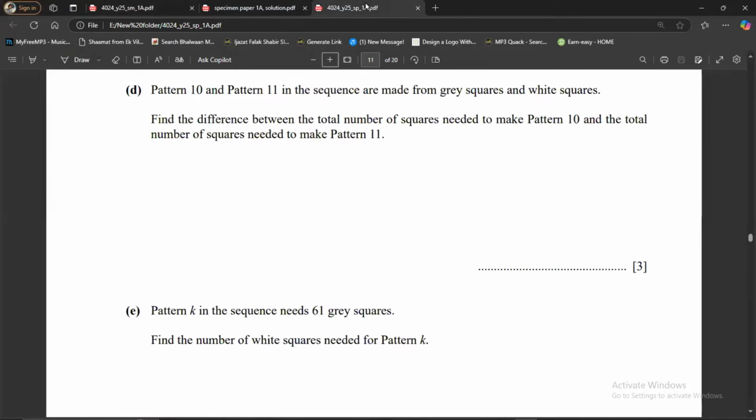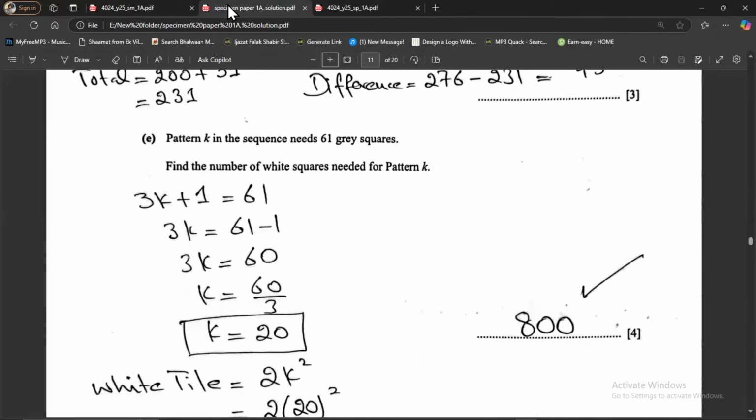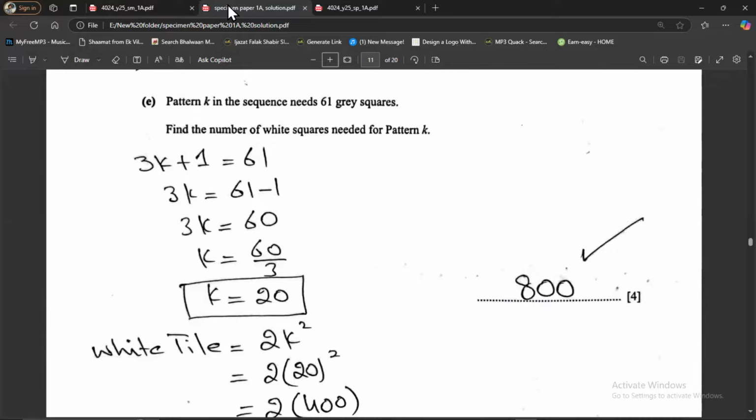Okay, then we have the E part. He says pattern K in the sequence needs 61 gray squares. Find the number of white squares needed for pattern K. So for the gray squares, we know 61 are needed. The formula for the gray tiles is 3k plus 1, that is equal to 61. So 3k is equal to 61 minus 1, so 3k is equal to 60, k is equal to 60 by 3, so k is 20.